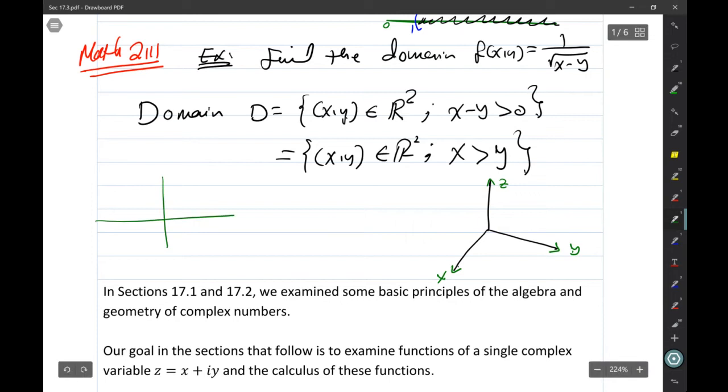In general, for the line y equals x, have a look here. This is the x-axis, this is the y-axis, and this is y equals x. For x to be greater than y, where is it?